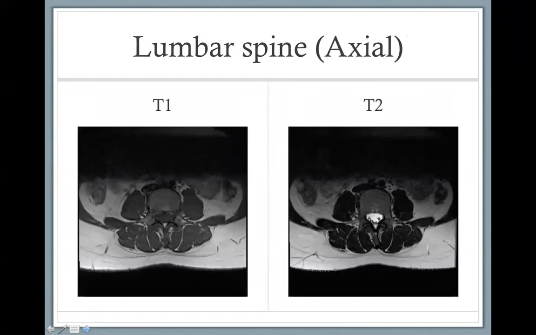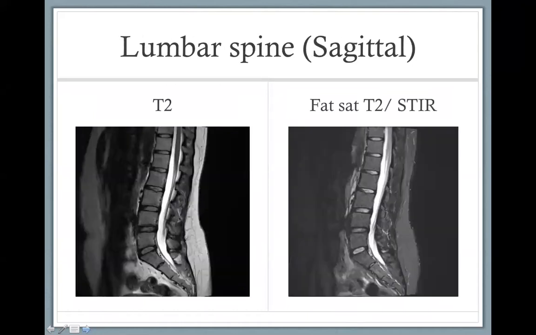And the same thing in the axial plane, we can see the same thing. Axial plane, vertebra, spinal canal or dural space in the middle, and you can see the space. Here you can see even the nerve roots in the middle of the dural space. So this is T1, T2, both axial.